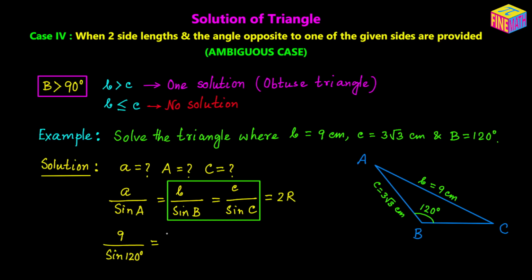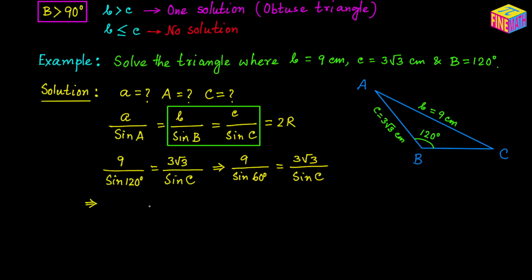What is c? c is actually 3 times square root of 3 over sine of C, and we don't know what the C angle is. That's what we are trying to calculate here. So from here, can we write it like this, that 9 over sine of 120 degrees can be written as sine of 60 degrees, is equal to 3 times square root of 3 over sine of C. And from here we can say that sine of C will be equal to 3 times square root of 3 over 9, and all of that times sine of 60 degrees, which is equal to 3 times square root of 3 over 9 times sine of 60 degrees, which is square root of 3 over 2.